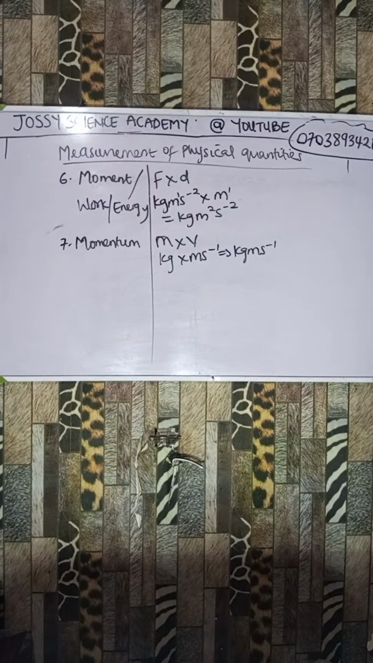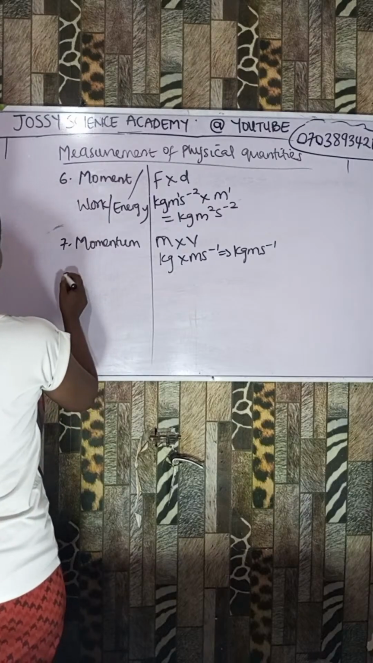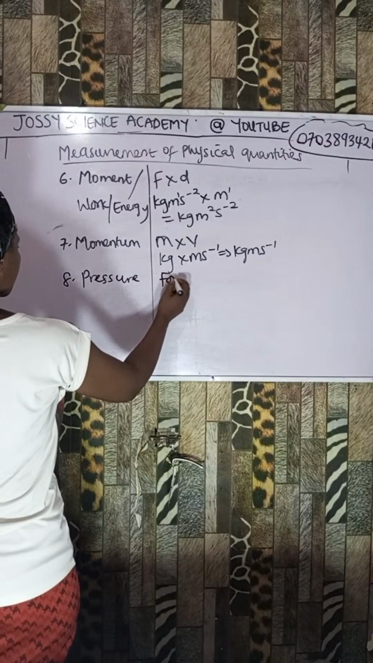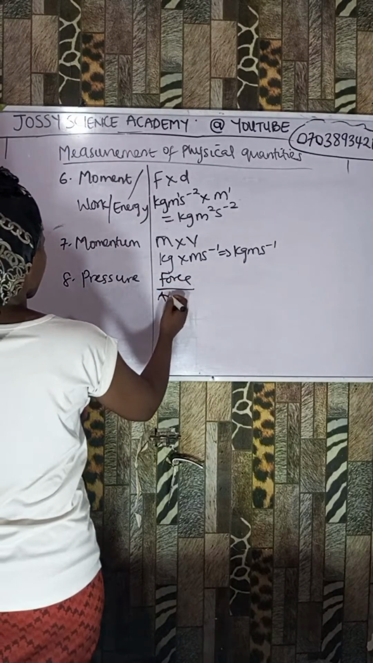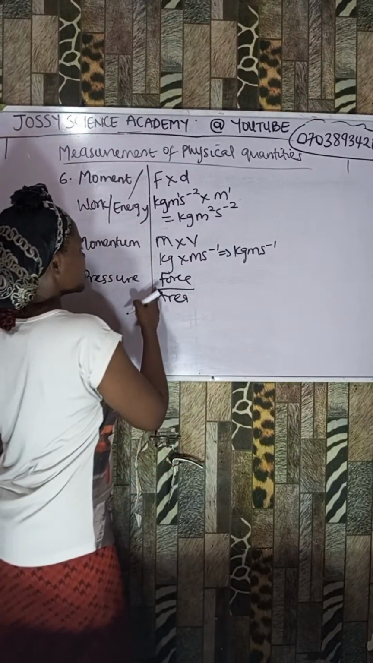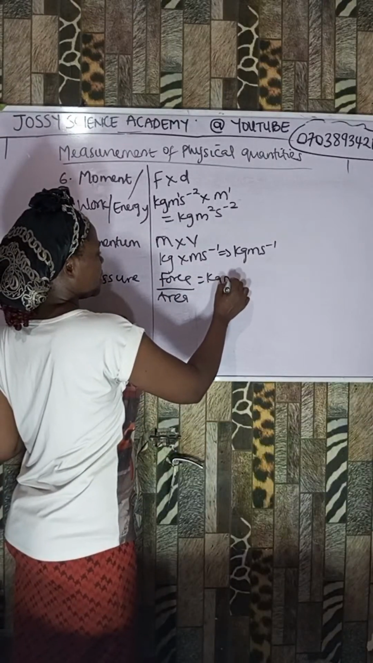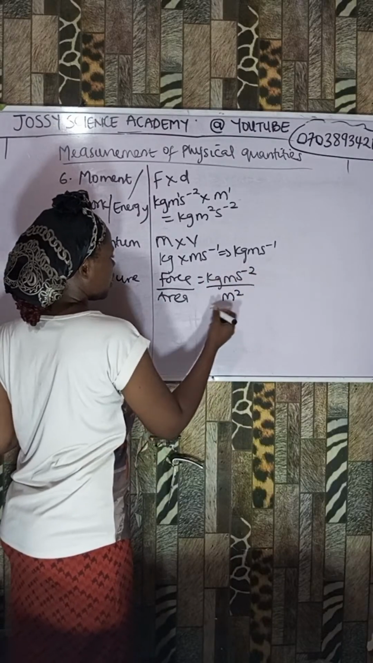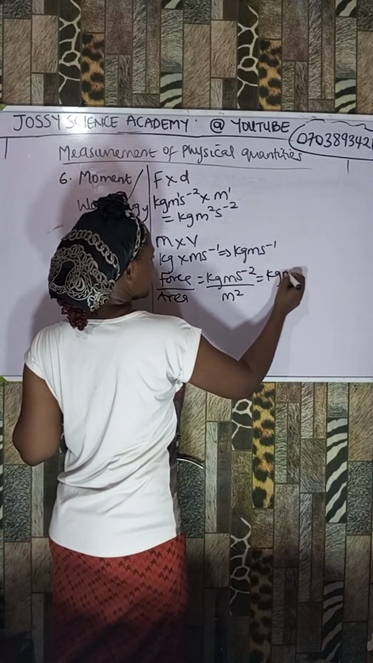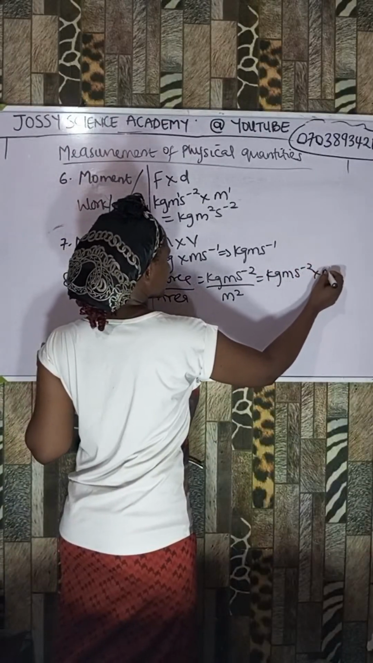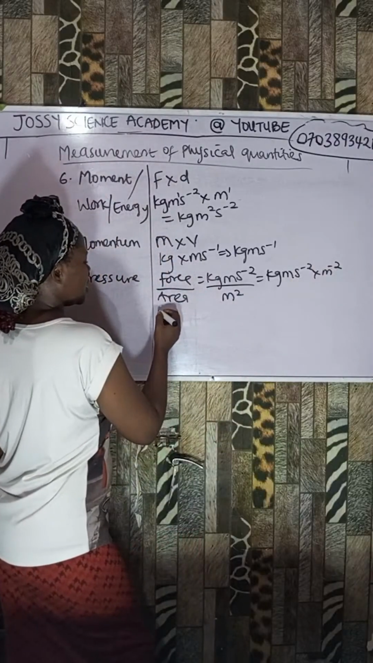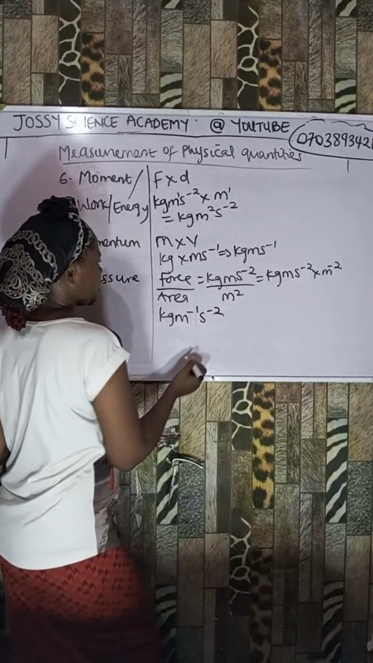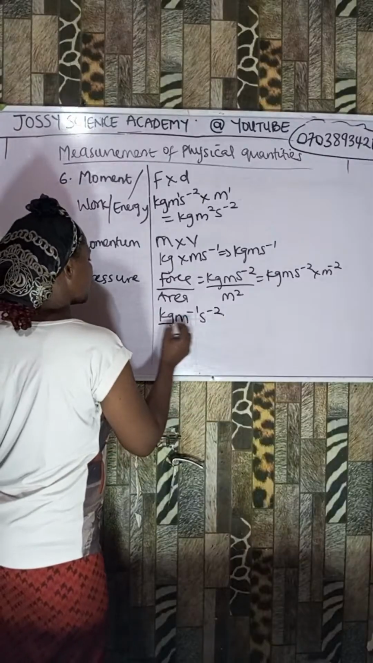Okay, so the next one I have pressure. I have 8. Pressure is force over area, right? What's the force? That is kilogram meter per second square over meter square. Take this one up, it becomes kilogram meter per second square times what? Per meter square. That gave rise to kilogram minus 1 per second square. So that's the unit of pressure.